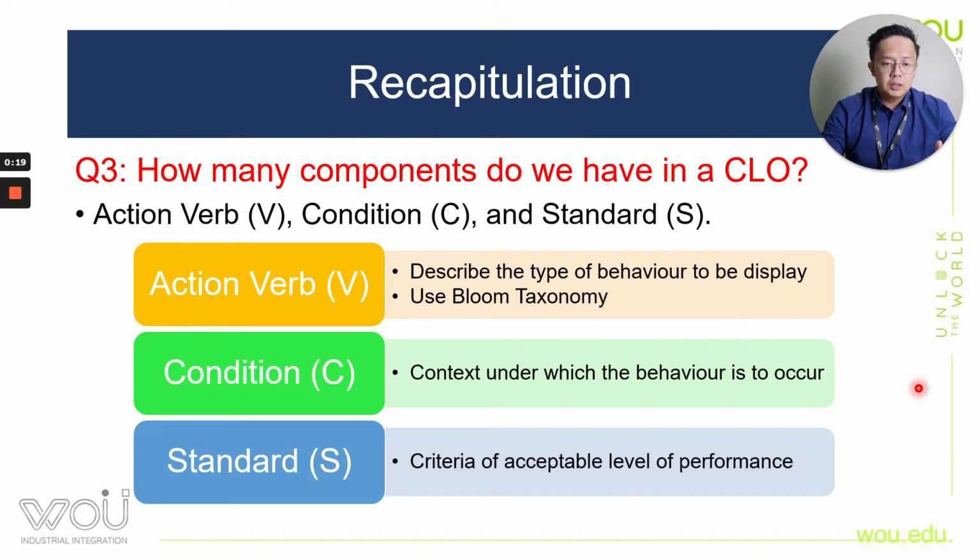So a quick recap of what we have learned in the past. We know that there are three components in each CLO statement, which are verbs, condition, and standard. We know that the verbs describe the type of behavior that we want the students to display, and we will use Bloom's taxonomy to refer to the verbs. And then we will identify the condition, under which condition or context the behavior is to occur, and also the standard, which is a criteria or acceptable level of performance.